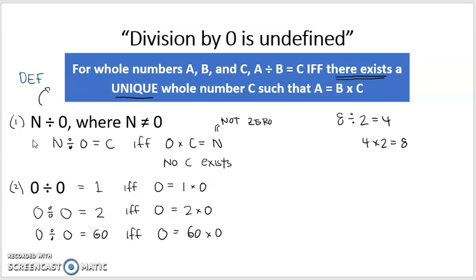In other words, there is no unique number C. It's not unique. It could be anything. There's two parts to that definition. There must exist a C, and that C must be unique. In this case, it is not unique. C can be anything you want it to be, which means, again, that 0 divided by 0 does not meet the definition, which means it's not defined.